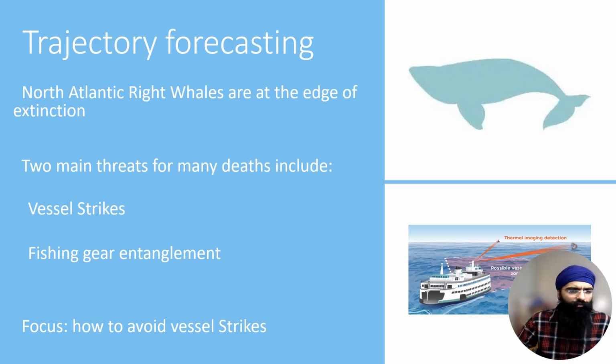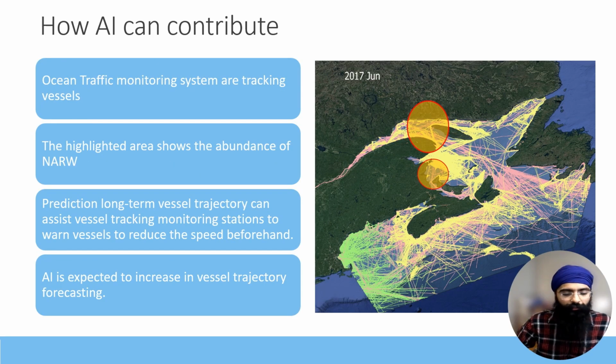So my task was to analyze the movements of vessels over the North Atlantic right whale region. There are different types of messages, red, yellow and green. We won't be going into any of these, but on the right hand side, it shows the density map. It's a route map of June 2017. There are red circles highlighting the yellow area. These are the areas where there is an abundance, where there is the existence of the North Atlantic right whale.